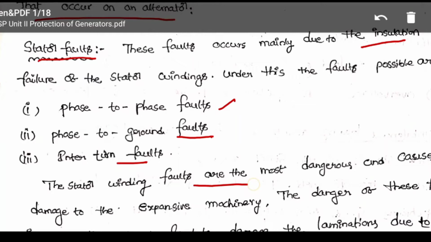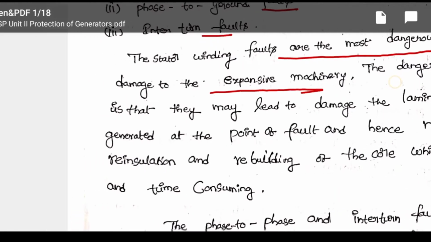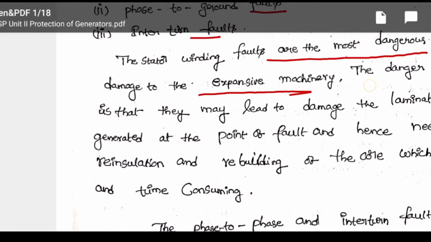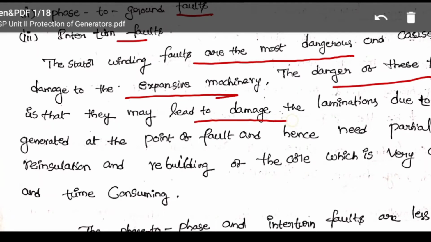The stator winding faults are most dangerous because they damage expensive machinery. If the stator fault continues, the danger is that it may damage the laminations. The stator is made with a number of laminations to reduce eddy current losses. Due to the fault, the core may be damaged and need to be partially rebuilt, which is very costly and time consuming.